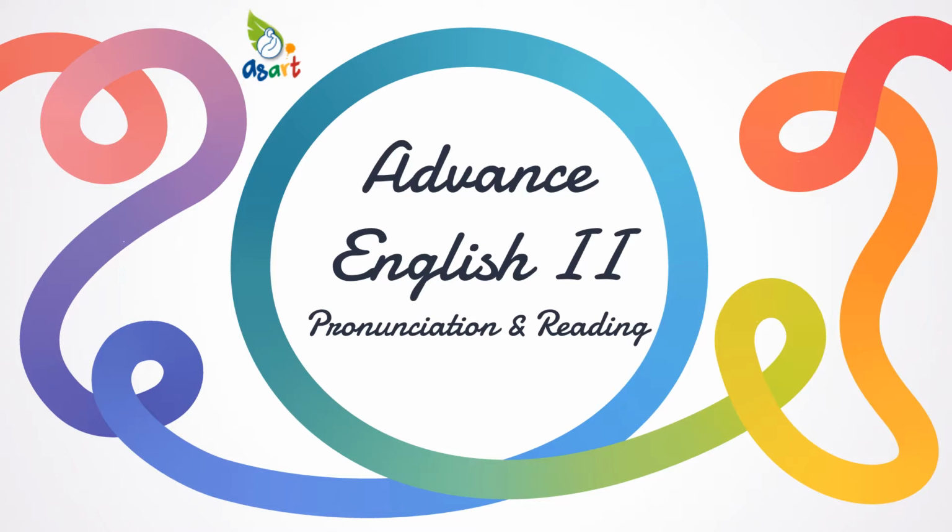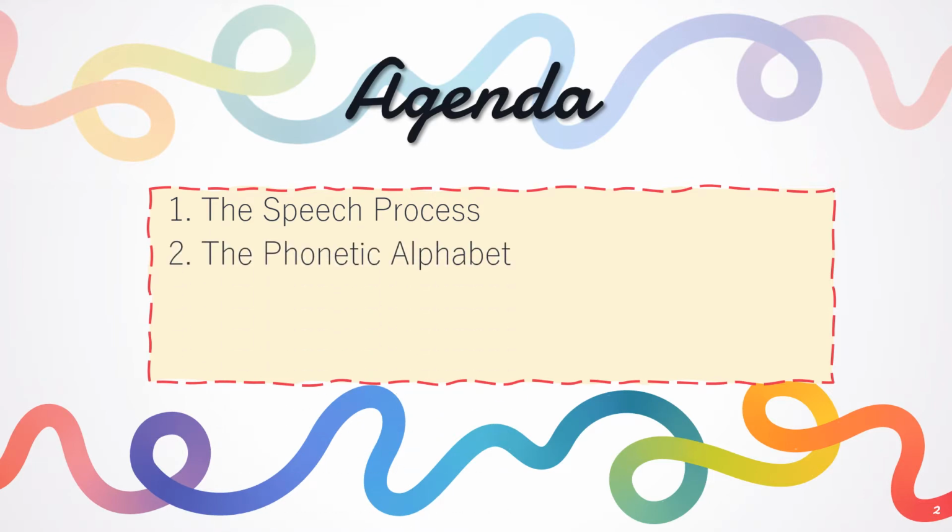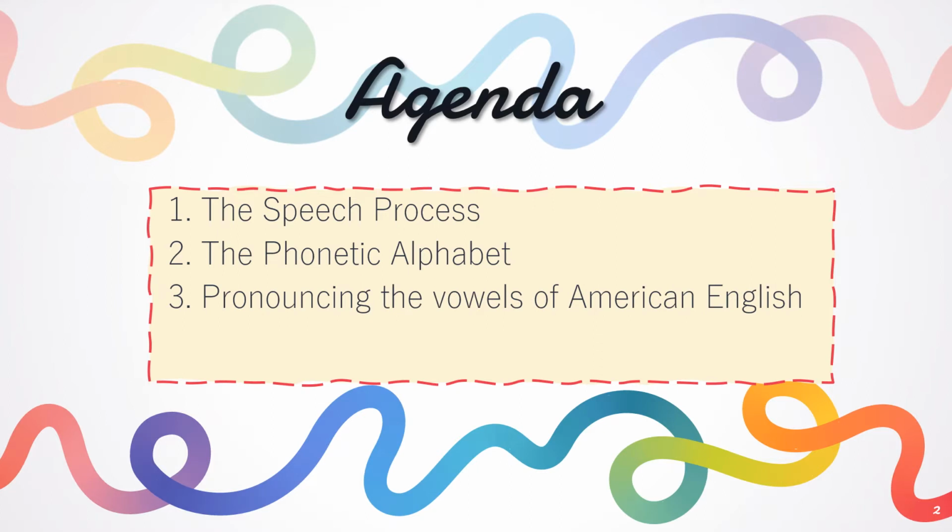For me, it's a pleasure to be part of this project, and I would like to start with this presentation showing you the agenda that we have for this video. The first item that we are going to discuss is the speech process. Shortly after this, we will continue with the phonetic alphabet. Then, we will learn how to pronounce the American English vowels, and we will finish the video with some important definitions that we need to know for this course.